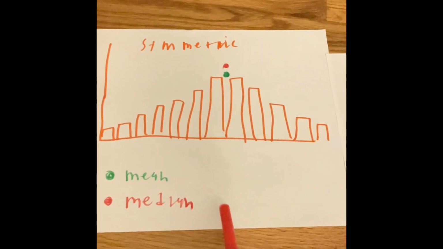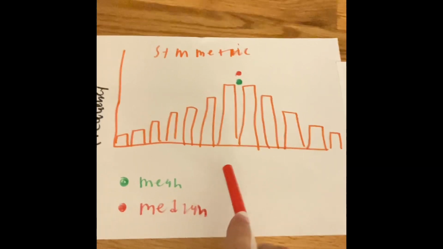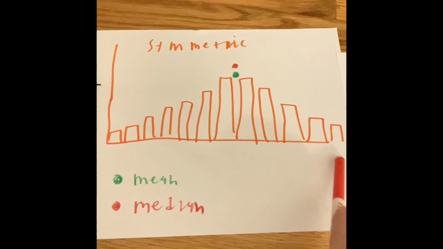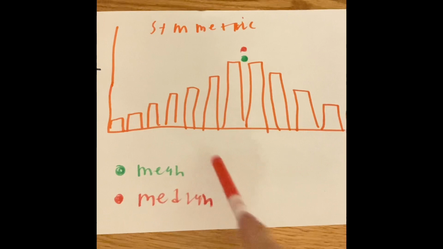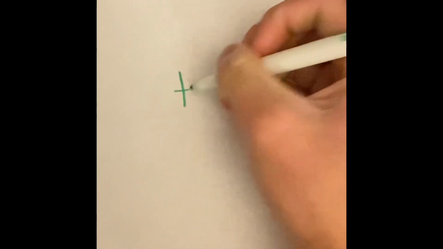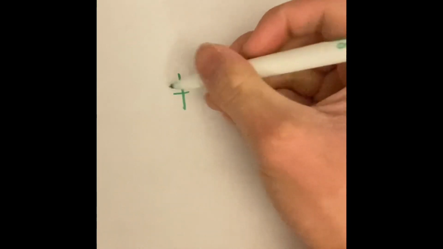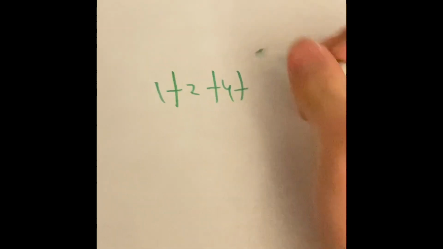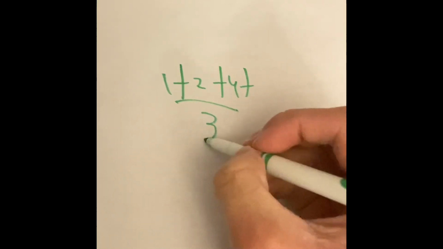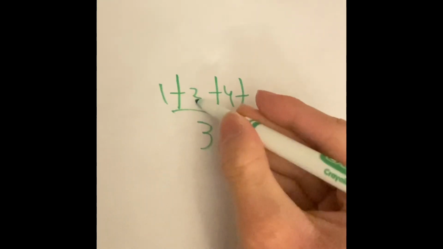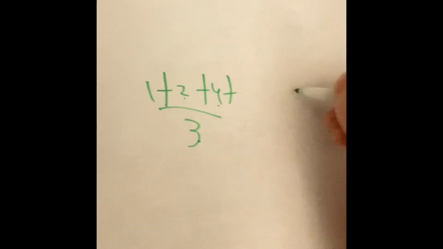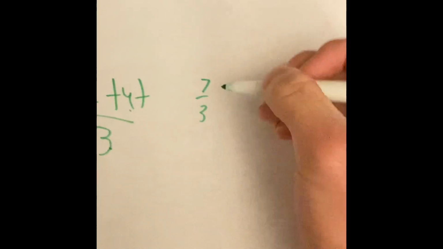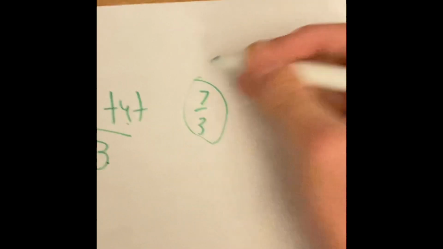And with that histogram, we're going to see how the type of the histogram is going to affect the mean and the median. Remember, the mean is basically adding up all the numbers that you have, like 1, 2, 4, and dividing by how many numbers there are. So 1 plus 2 plus 4 divided by 3, that's 7 over 3, so that's our average. We leave it as a fraction.